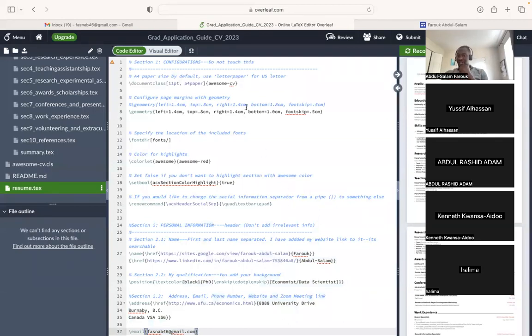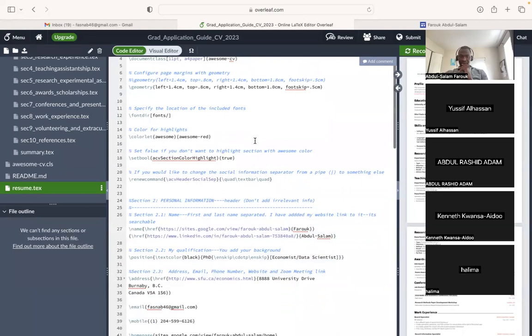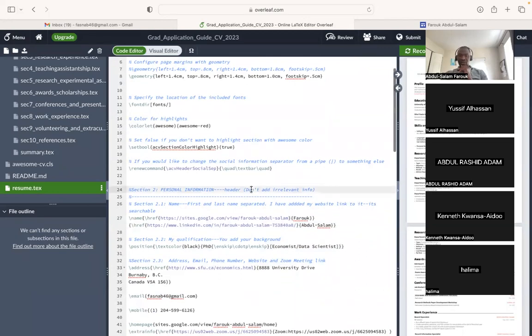Explaining. So section one, you don't necessarily have to touch it, leave it. You come to section two, this is where you have your personal details. So here you just have to be a bit more careful. If your name is not Farouk, you probably want to change Farouk here to suit your first name. Very, very important. And also you have to take away this link, because you might not necessarily have a website.